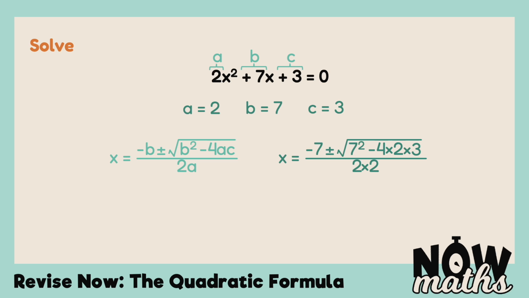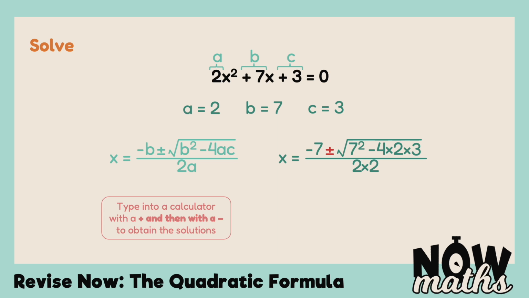Now we need to obtain our solutions by typing this into a scientific calculator. So we're going to type the fraction on the right hand side into a calculator, and we'll type it in once with a plus where the plus or minus symbol is, and then with a minus where the plus or minus symbol is, and this should give us two solutions. If we type the whole thing in with a plus, we're going to obtain a first solution of x equals negative 0.5 or negative a half. If we then go back and change the plus into a minus where that plus or minus symbol is, we're going to obtain a second solution of x equals negative 3. So our two solutions to this quadratic equation are x equals negative 0.5 or x equals negative 3.